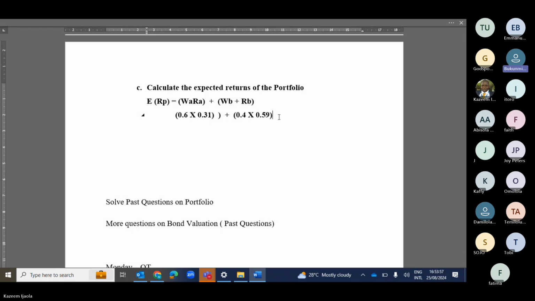You're supposed to specify the weight. No, when you calculate this, it is just the returns. We are calculating returns, not variance. It's not squared. This is just the return that we are calculating.